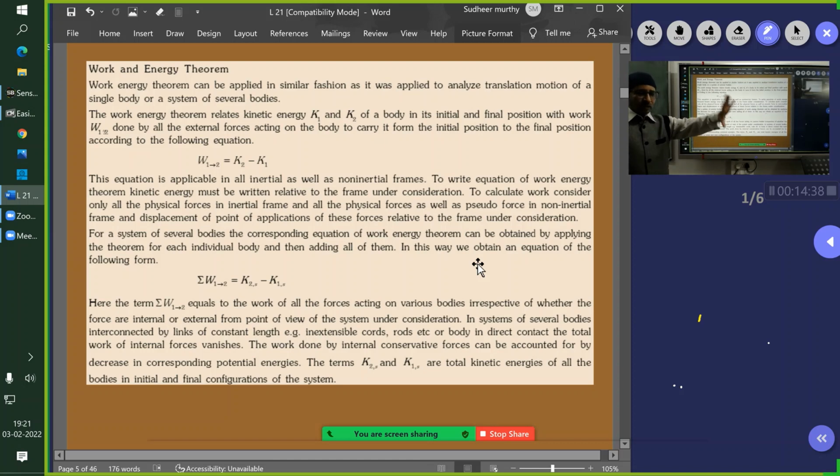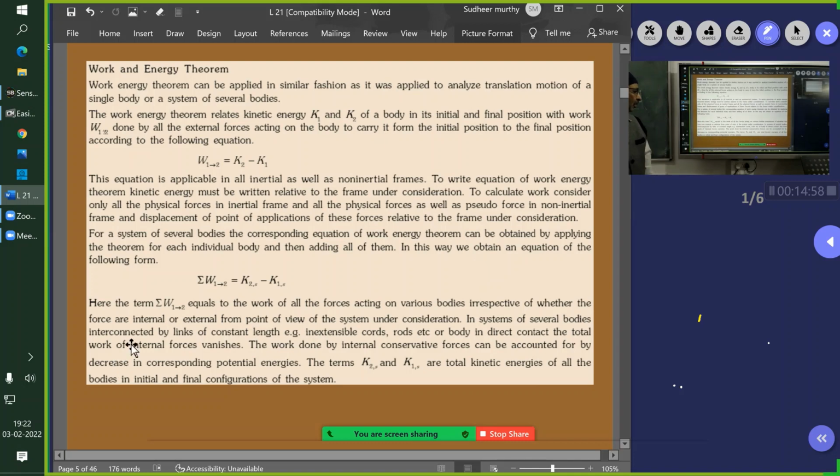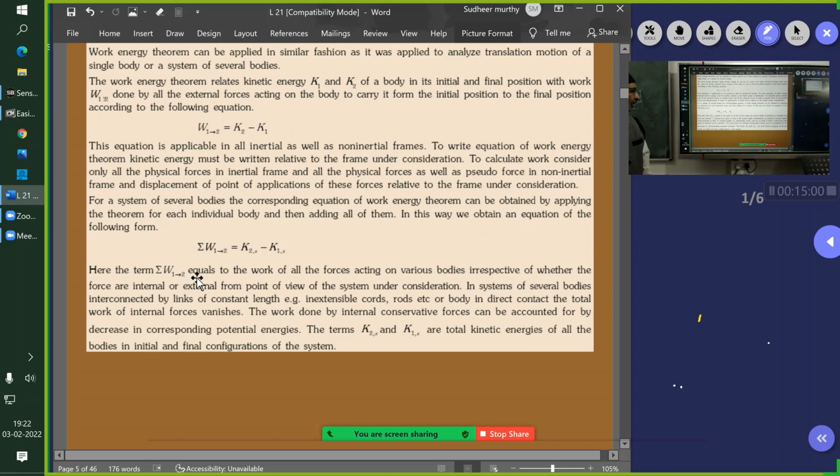Supposing you get stuck whether to use translatory or rotational, then you simply look at the rigid body as consisting of many particles and you work on one of the particles. That will give you an idea what to do. Here the summation from 1 to 2 equals the work of all the forces acting on various bodies, irrespective of whether the forces are internal or external from the point of view of the system under consideration. So work done by internal forces as well as external forces must be taken into consideration.